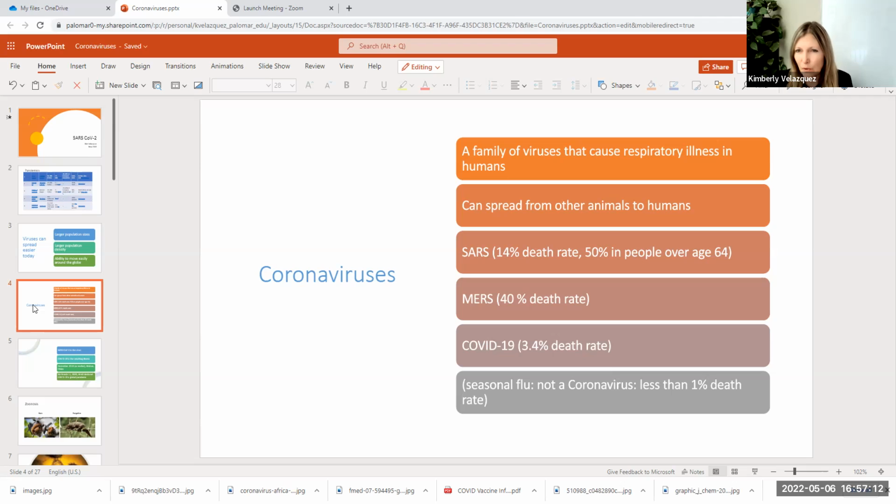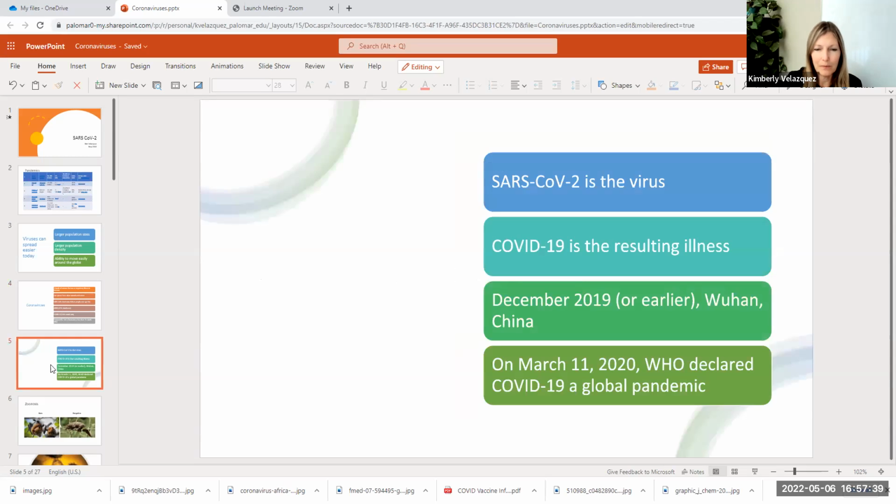Obviously, there are some parts of the world where it's higher, but the total number of cases in the United States and the total number of deaths in the United States is higher than anywhere else in the world, and much higher than the flu. A lot of people say, oh, it's just like the flu. People die from the flu. The flu has less than a 1% death rate. It's not a coronavirus. But I think it's important to point that out, that it's not the same as the flu. And we'll go over other reasons today why it's not the same as the flu.